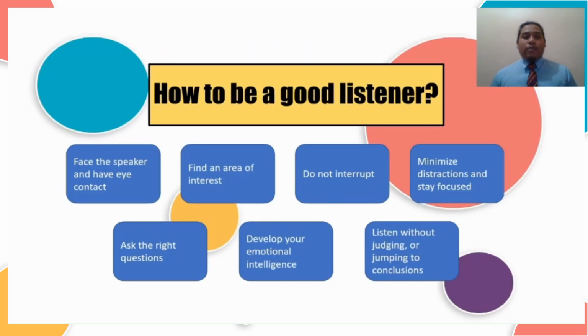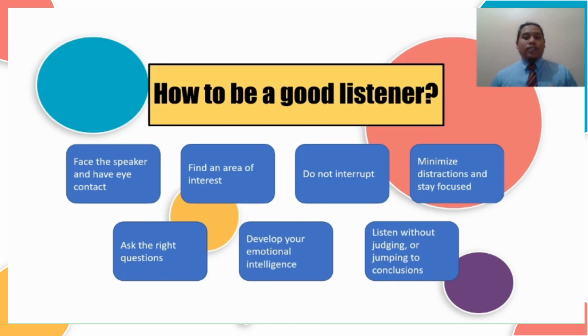There are several elements that can help a leader or a person to be a good listener. Firstly, face the speaker and have eye contact. By having eye contact, it can build trust and reliability. Next is to find an area of interest. If a person is interested in listening on business, then listen on business that may interest the person.